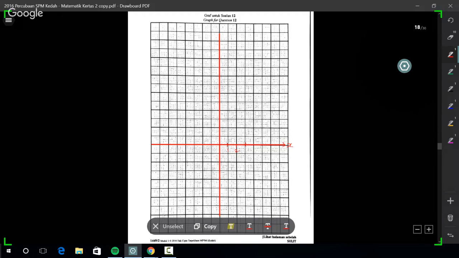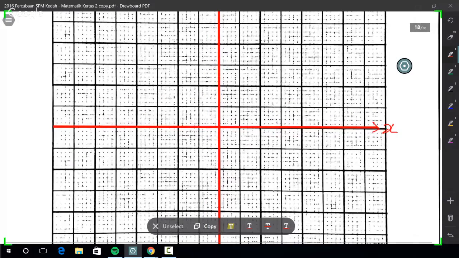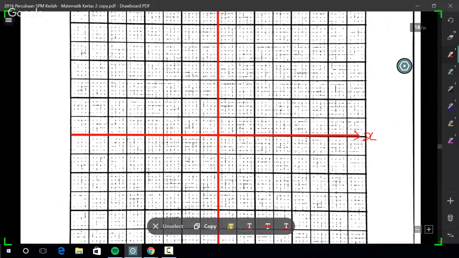Why does it give so big? Okay, maybe that one is not the 2 centimeter. Let me just zoom in. Okay, maybe the one is 1 centimeter. I don't know. So let's call this one 1, 2 centimeter, 2. This one will be 3. Then here will be -1. Here will be -2. Here will be -3.